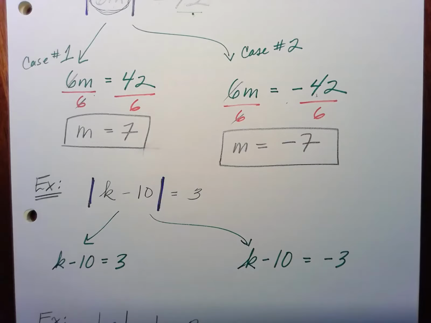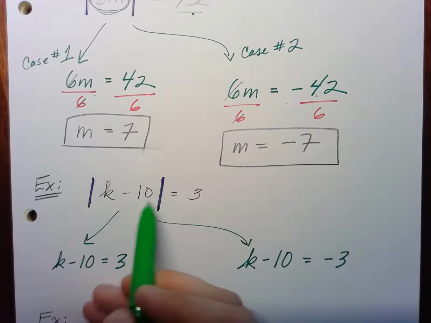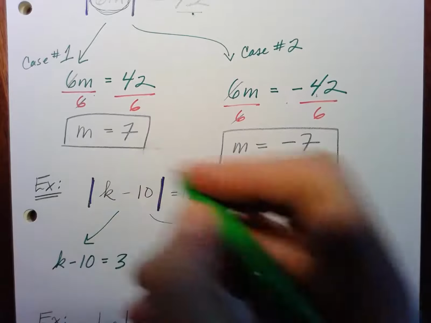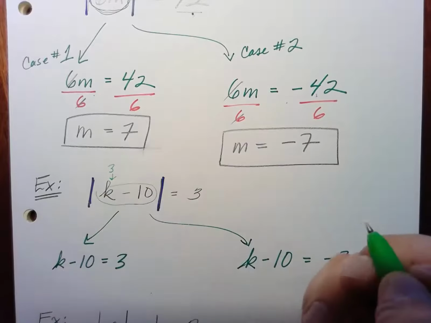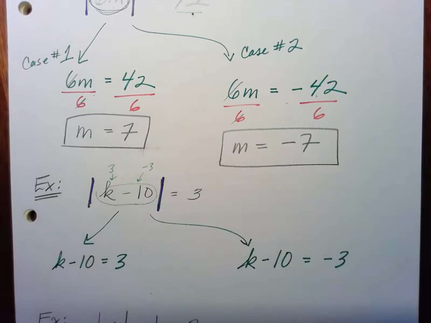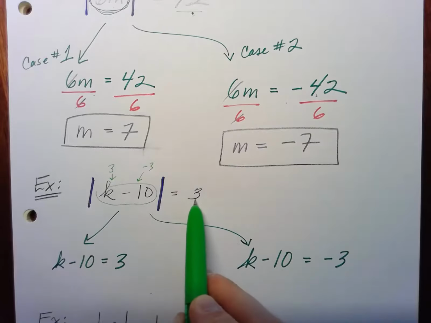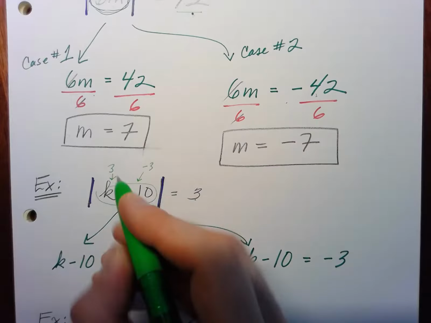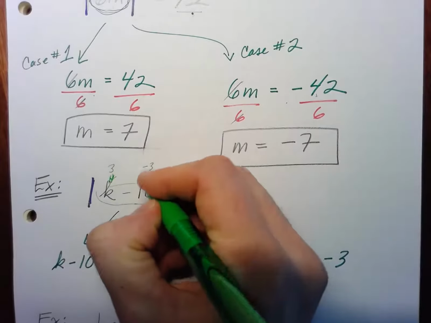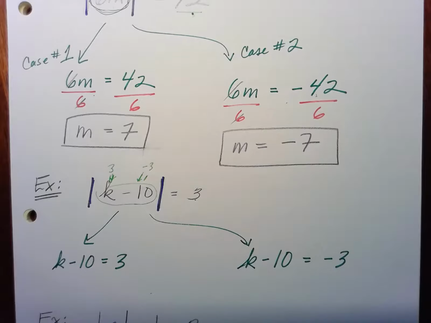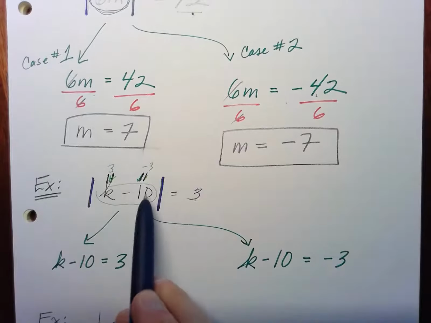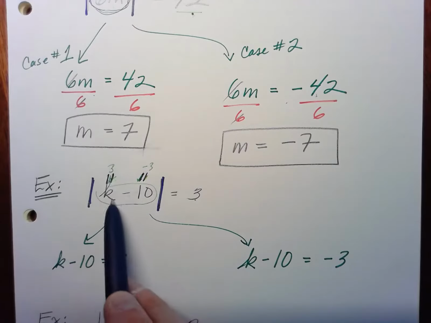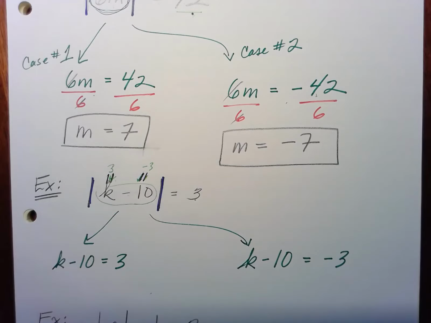Because again, I don't know what k is or what k minus 10 is, but as long as this bit here is 3 or -3, I'm going to get 3 as the absolute value of that. So here's my case number 1, and here's my case number 2. If you just imagine that k minus 10 equals 3, and k minus 10 equals -3. Okay? So here we go.